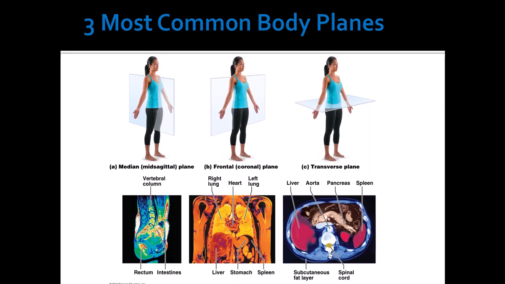The last one I mentioned, which was an oblique section or an oblique plane, is essentially a cut that's not any one of these three. So it's at any angle other than these three that are at right angles to each other. But these three are by far the most common that we use: sagittal, frontal, and transverse.